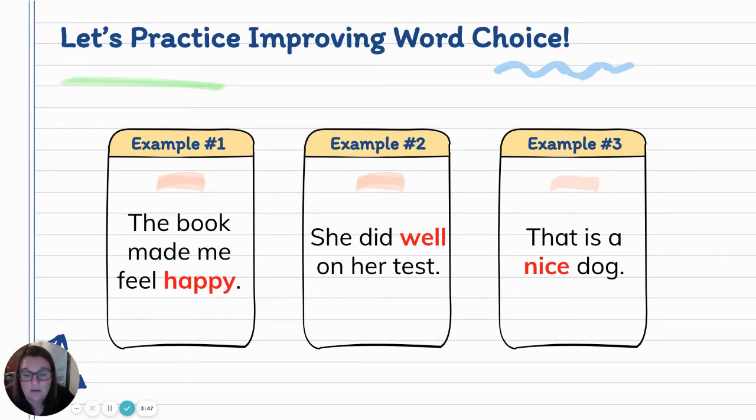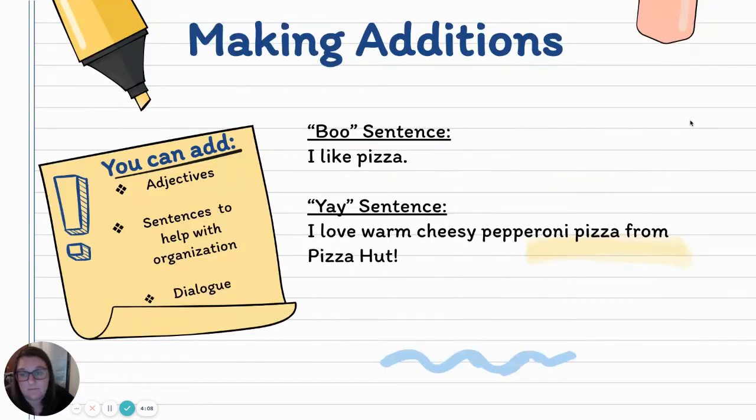She did well on her test. Okay, no, she aced that test better than she's ever aced a test before. She studied all night and it sure did pay off. Be more descriptive. That is a nice dog. No, describe the dog. If you're ever writing about a dog, know that I want a description so I can picture the dog in my head. Okay, use some sensory details.